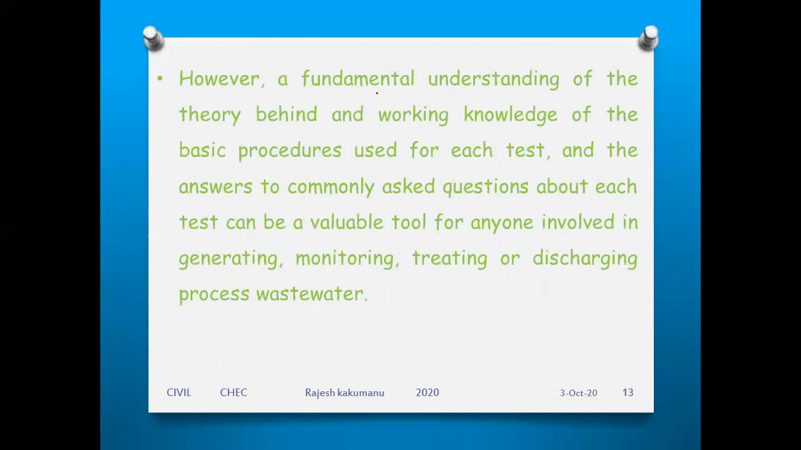However, a fundamental understanding of the theory behind it, the working knowledge of the basic procedure for each test, and answers to commonly asked questions about each test are a valuable tool for anyone involved in generating, monitoring, treating, or discharging process wastewater. So whatever tests you are going for on wastewater, you should be involved in generating it, monitoring the water, treating the water, or discharging the process wastewater, right?